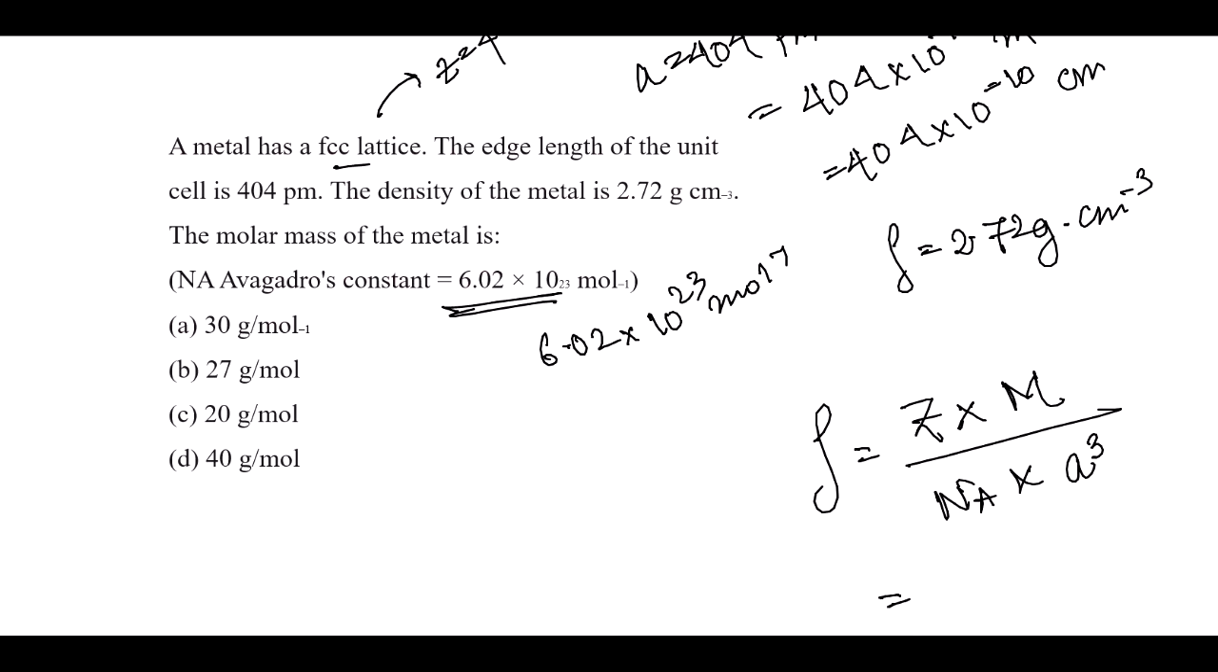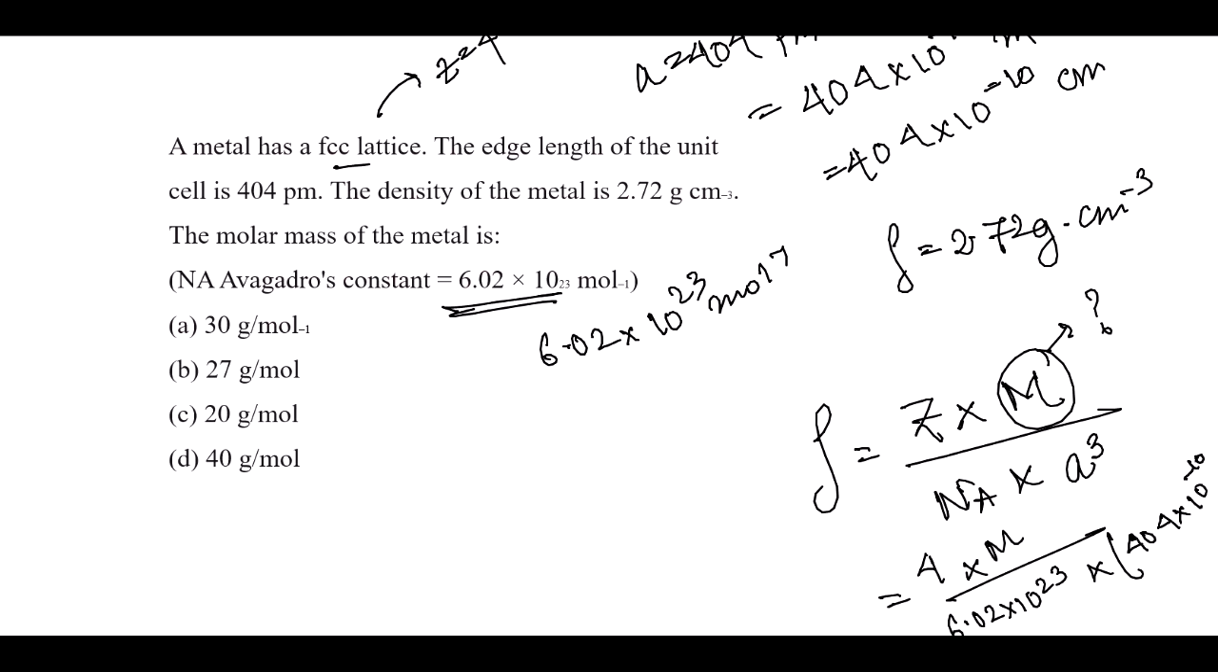Next, what we have, Z, it is given 4 into molecular mass. Molecular mass is not given, which is required. We need to calculate the molecular mass here. So M we kept as M. Here Na is given 6.02 into 10 to the power 23 into A cube. We will put in centimeter, 404 into 10 to the power minus 10 centimeter.